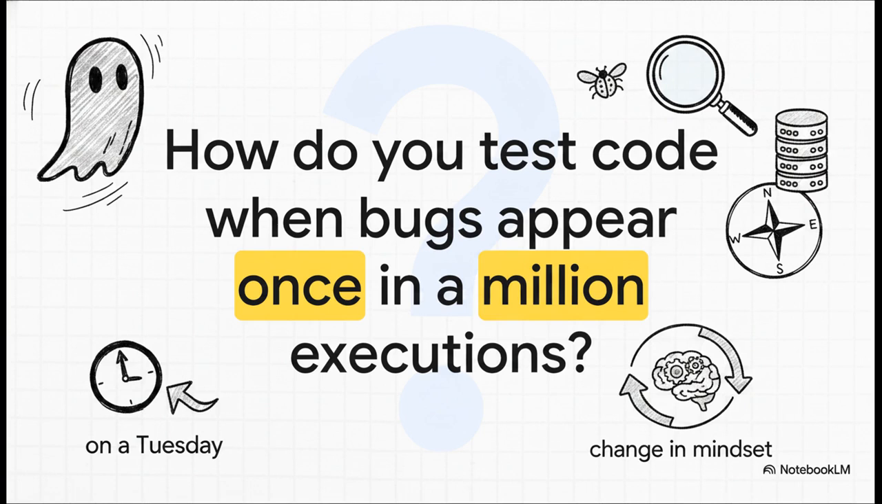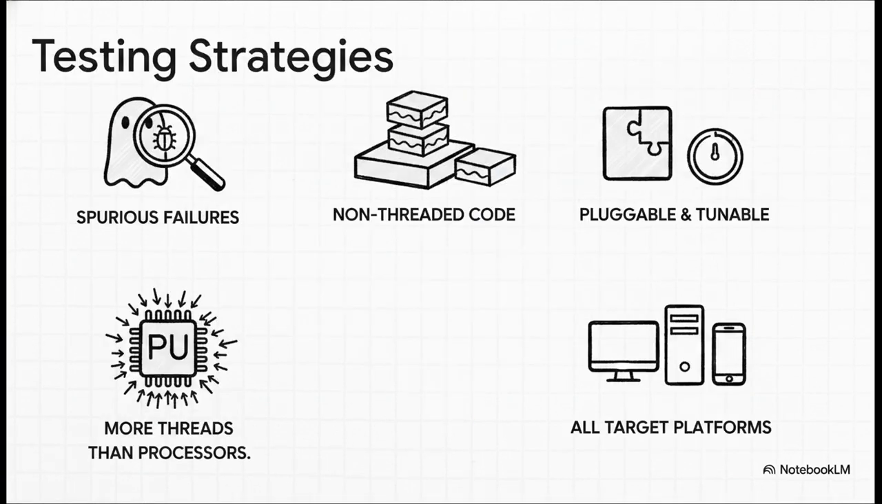The answer is you have to completely change your mindset about what testing even means. A professional adopts a disciplined approach. First, never ever dismiss a failure as a one-off or a glitch. It's a bug. Find it. Second, get your core logic working perfectly in a single thread before you even think about adding concurrency. Make your threading strategy pluggable so you can swap it in and out, and make it tunable so you can crank up the stress. And here's a great tip. Force the system to swap tasks like crazy by running with way more threads than you have processors.